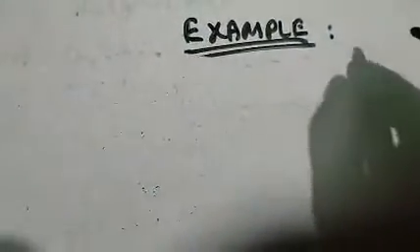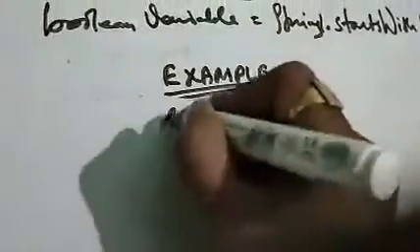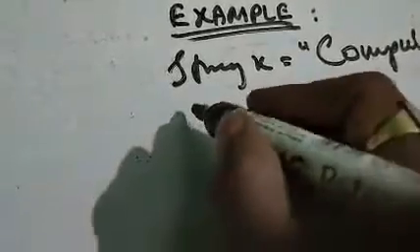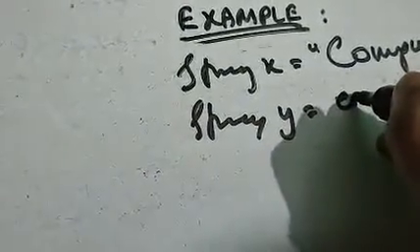So now in this case, boolean variable is equals to string.startsWith, and then another string. This is the original string and this will be another string, string 2. This is string 1 and then string 2. Let's say string x is equals to computer. Now string y is equals to, say, er.